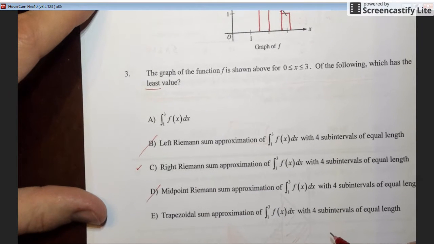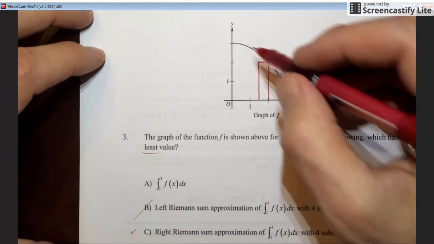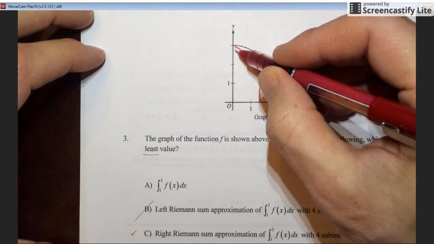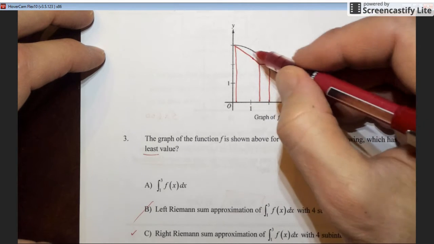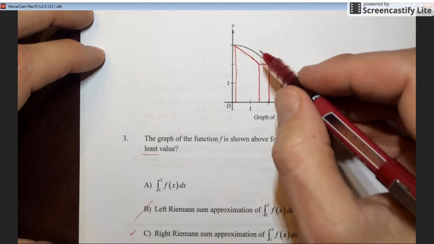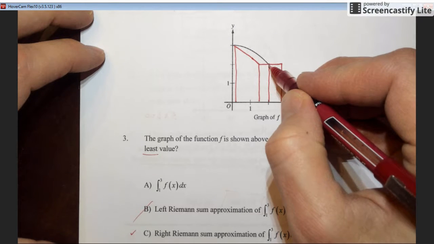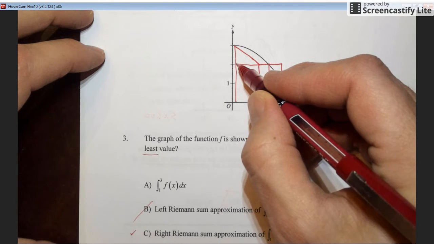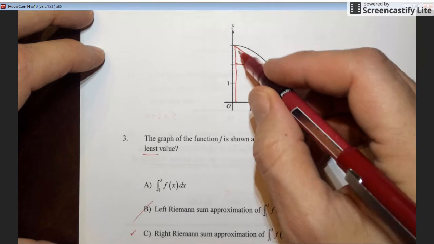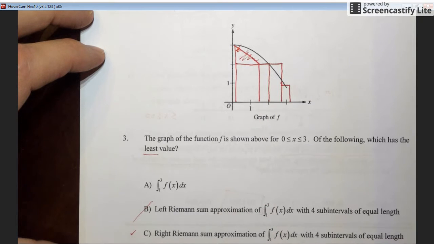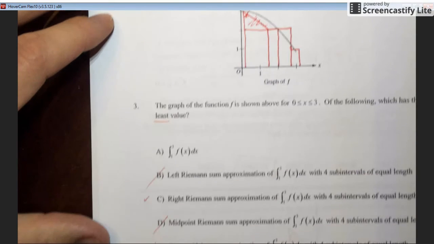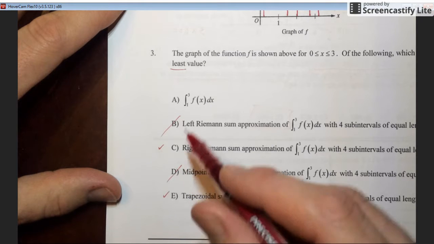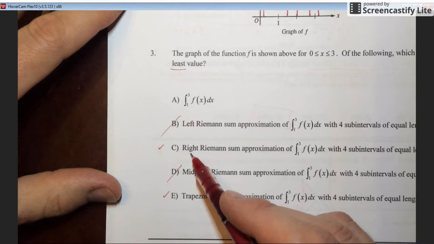If we go with the trapezoid sum, well, the trapezoid sum would be something like this. So that is an underestimate as well. But if you think about a trapezoid sum compared to a right rectangular sum, that right rectangle is going to be missing a whole lot more space than the trapezoid will. So while the trapezoid is a possibility, the right one is going to be smaller because it's not as accurate.